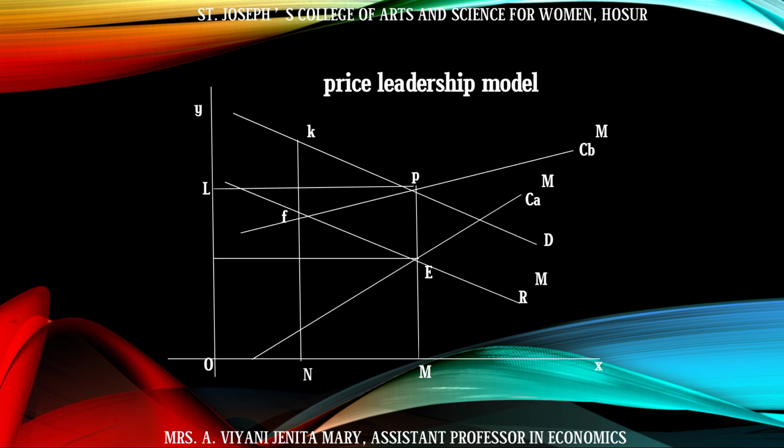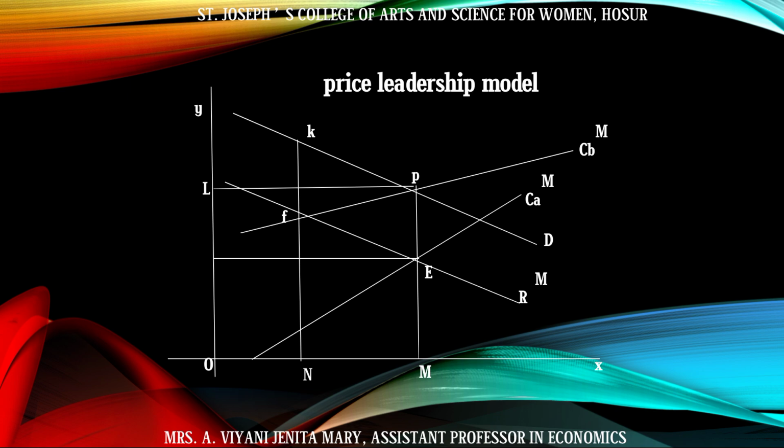In the figure, DD is the demand curve which is faced by each of the two firms. MR is the marginal revenue curve of each firm. MCA is the marginal cost of firm A, and MCB is the marginal cost of firm B. Firm A is a lower cost firm than firm B. As such, MCA lies below MCB. The leader firm uses the marginalistic rule of MC equal to MR. It is in equilibrium at point E.